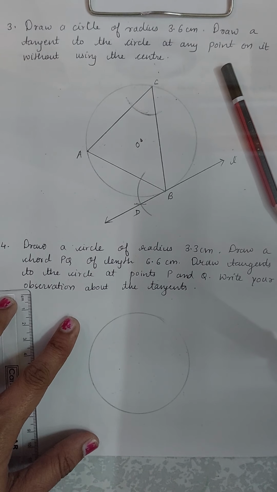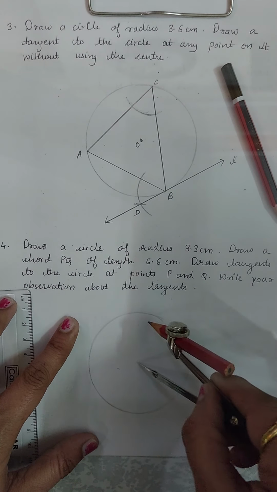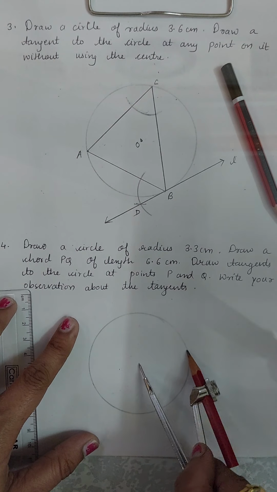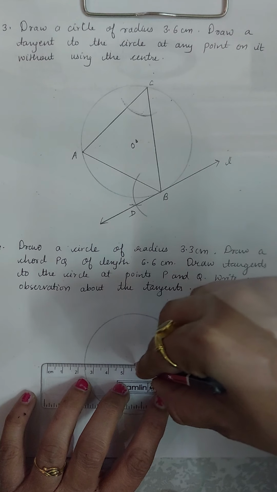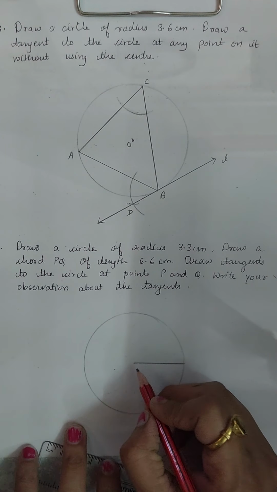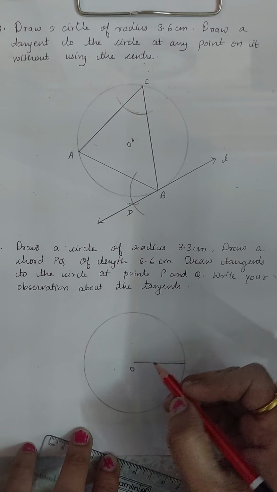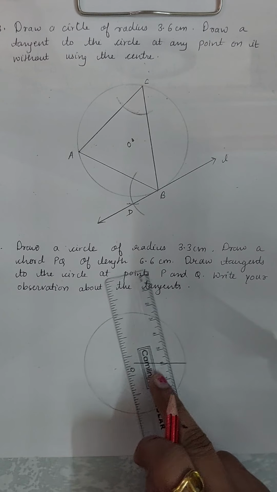Circle. I draw the circle of radius 3.3 centimeter. Okay, so this is my circle of radius 3.3 centimeter. So suppose I name the center as O. Okay, now what is the next step? Draw chord PQ of length 6.6.